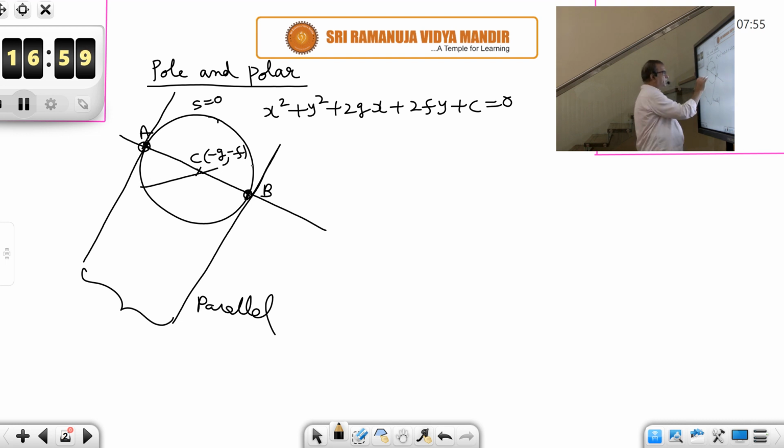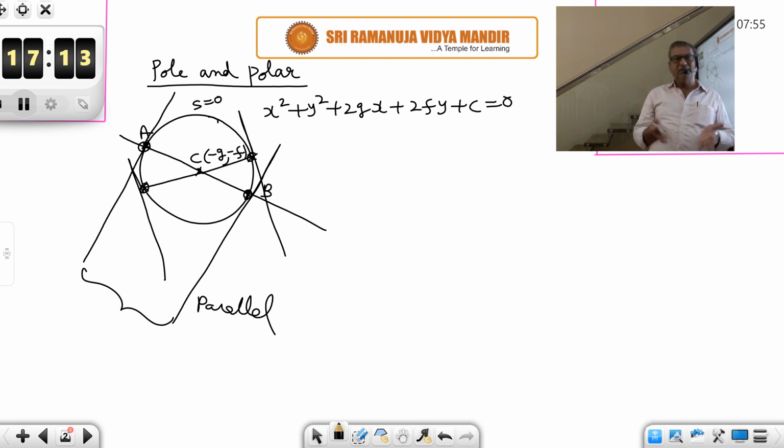Draw another line through C. It will intersect the circle at 2 more points. They are also endpoints of diameter. Draw tangents there. They will also not intersect. They will be parallel only. So there is no Q at all. The locus of the point of intersection of tangents is the polar, is it not? But here there are no points of intersection. Tangents are parallel. That is why the center has no polar.